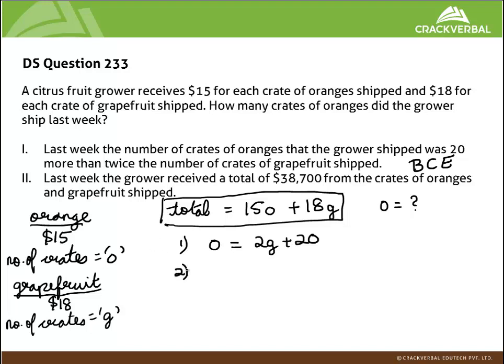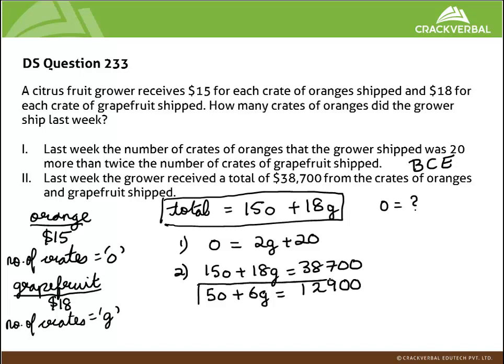Now evaluating the second statement individually, last week the grower received a total of $38,700 from the crates of oranges and grapefruit shipped. So 15O plus 18G is 38,700. Dividing throughout by 3, we get 5O plus 6G is equal to 12,900.